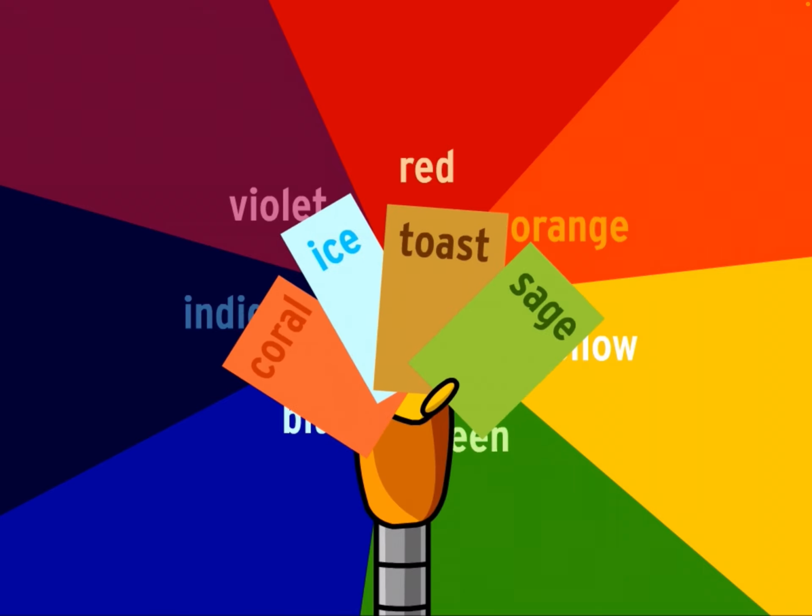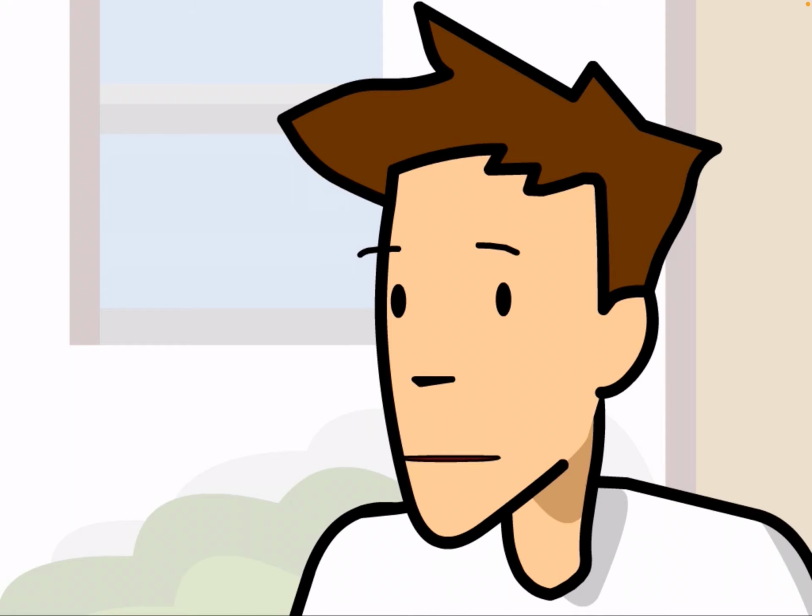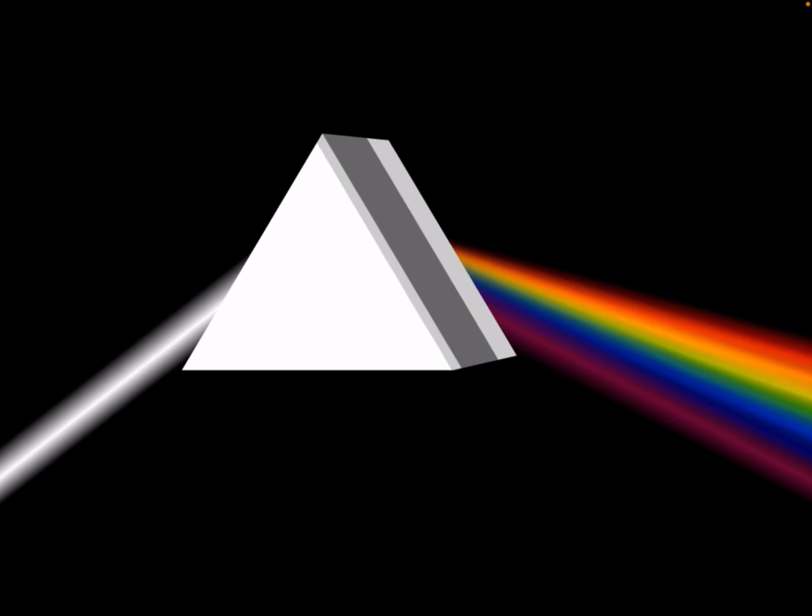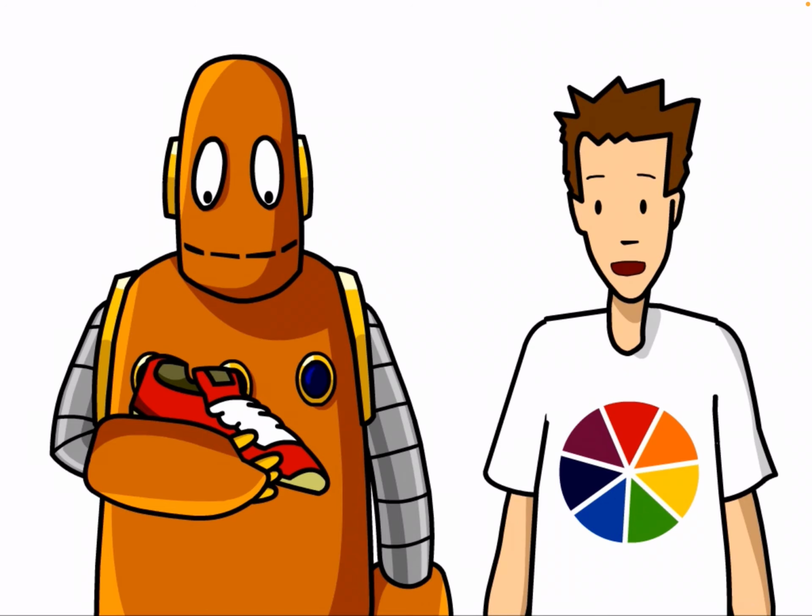Actually, Moby, people can see thousands and thousands of different colors. We stick with those 7 just to keep things simple. Anyway, all of the colors, or wavelengths of visible light, combine to make white light. And like I said, light looks white to us, but really it's a combination of colors.